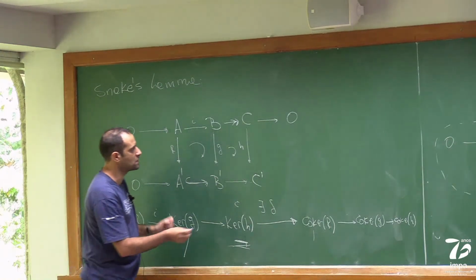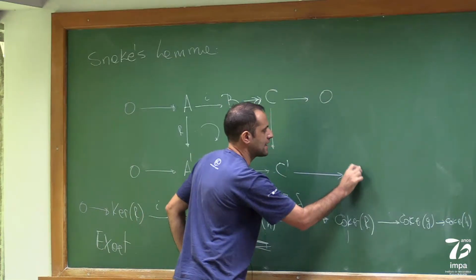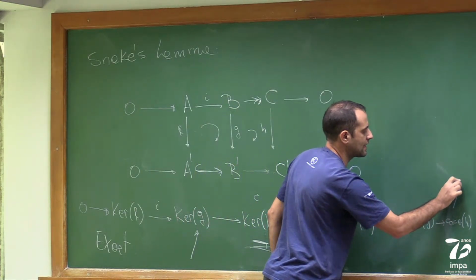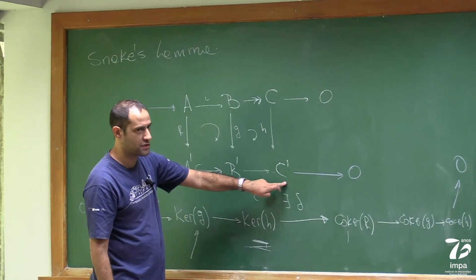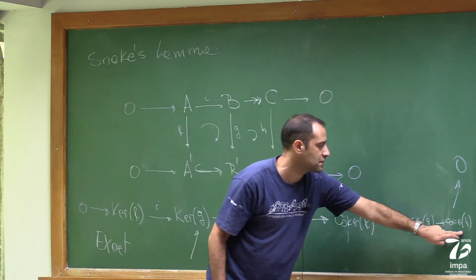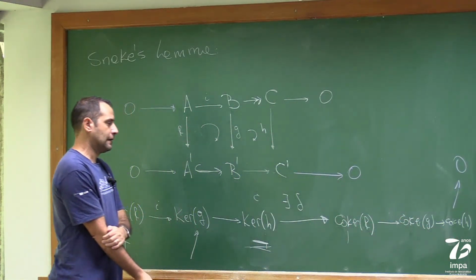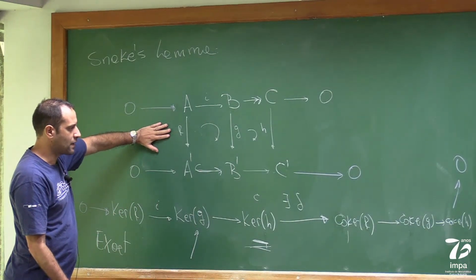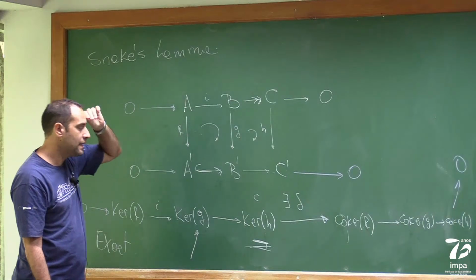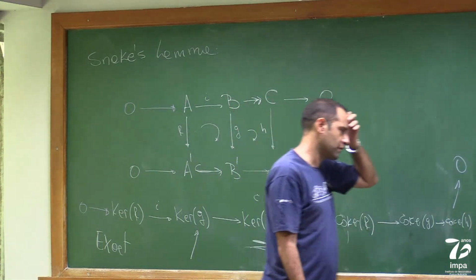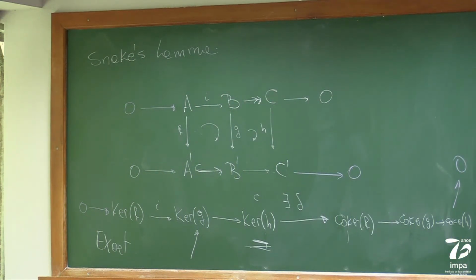And the same argument goes here. If this sequence is exact here, then this sequence is exact there as well. This last map is surjective. If this map is surjective, then this map is surjective. So that's easy to check. What is hard, it's very hard, and it's hard for different reasons, is that this works on any category.